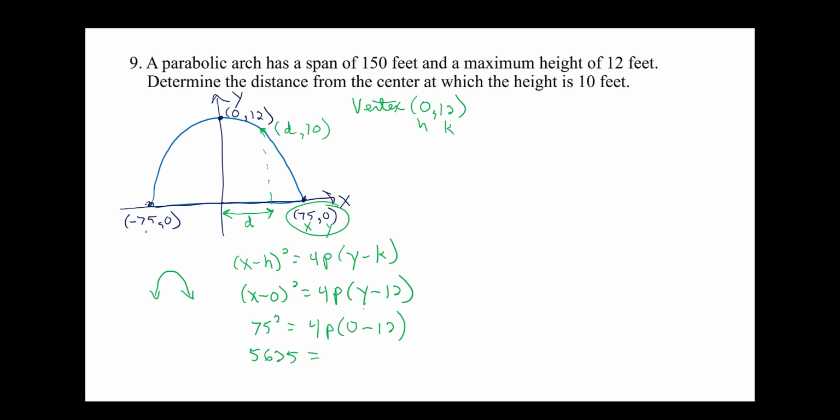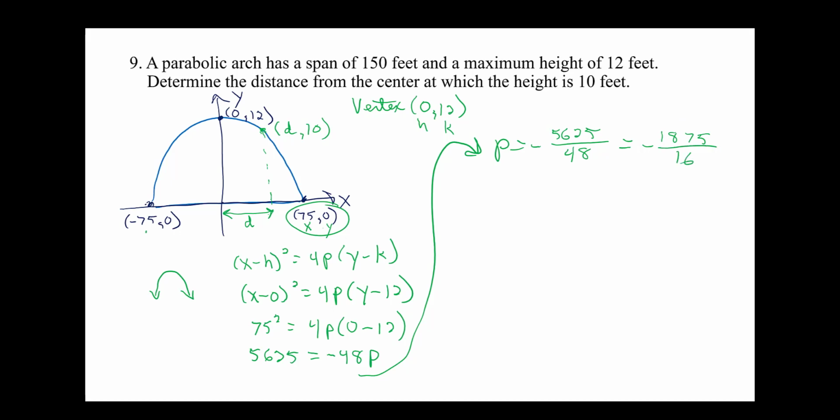So 5,625 is going to equal negative 48p. Okay, we need some more space here. So p is going to equal negative 5,625 over 48, which we can simplify just a little bit, dividing through, I think, by 3 in the numerator and denominator, we get negative 1,875 over 16.